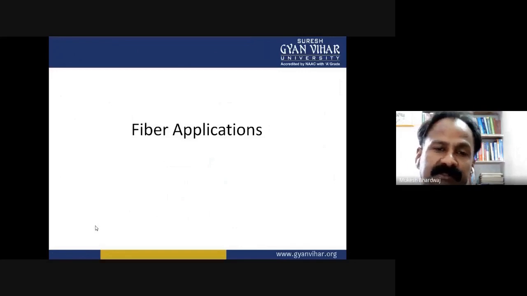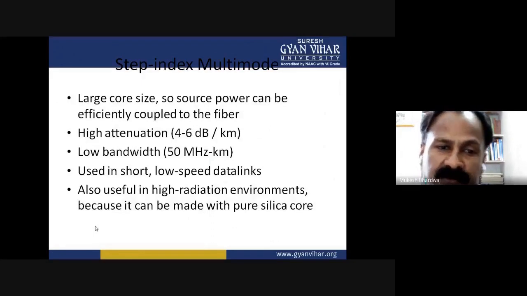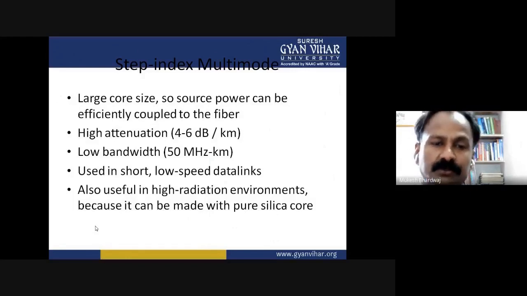Fiber applications. Step index multimode has a large core size, so source power cannot be efficiently coupled to the fiber, with high attenuation and low bandwidth. It is used in short, low speed data links. It is also useful in high radiation environments because it can be made with a pure silica core.